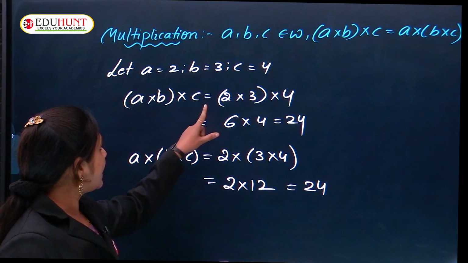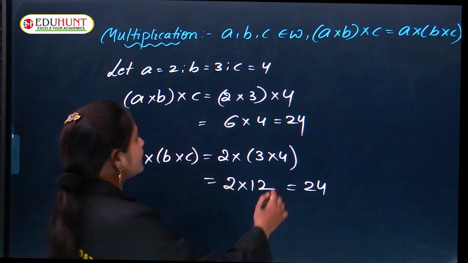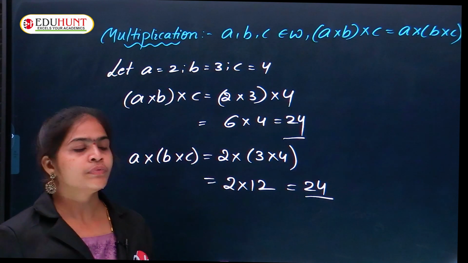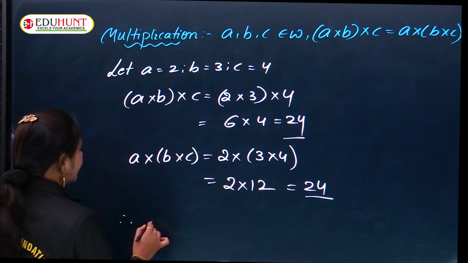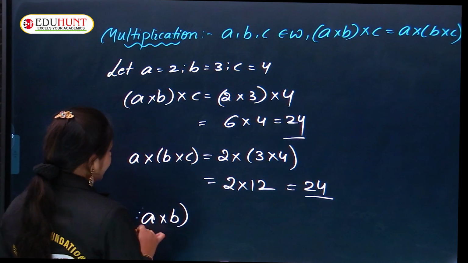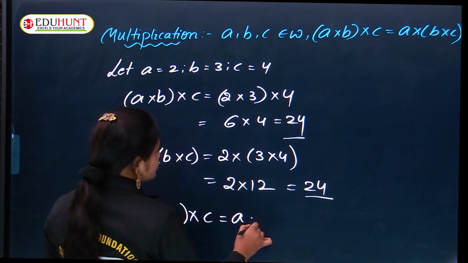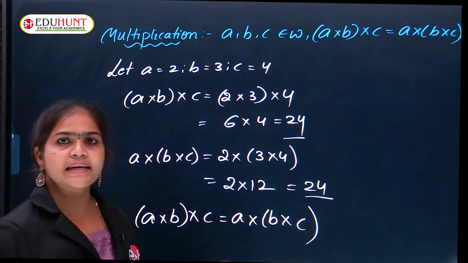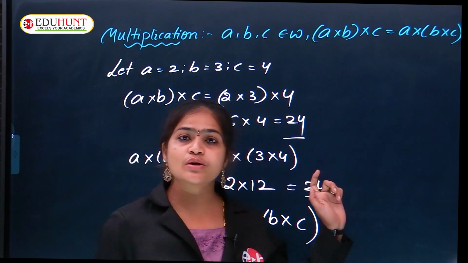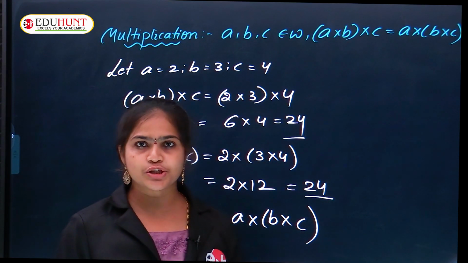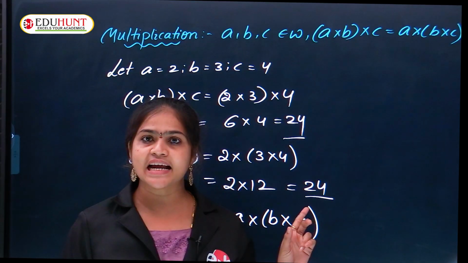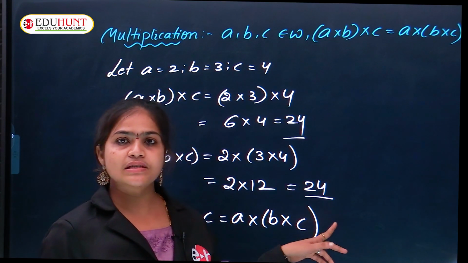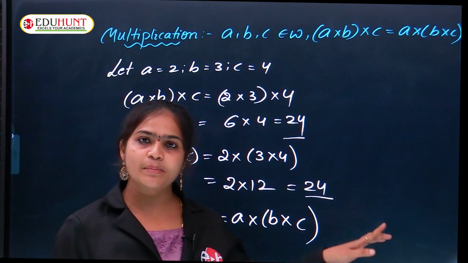Now observe that in those two cases we are having the same result or not? 24 and 24. Same result only, no? That's why what we can say here is A into B into C is equal to A into B into C. Understood? Then we can say whole numbers are associative under multiplication. And one more fundamental operation satisfies. Now what is that? Addition. Then here whole numbers are associative under addition and multiplication.